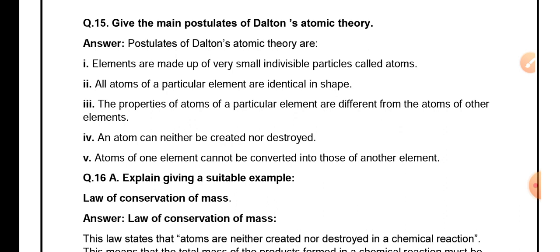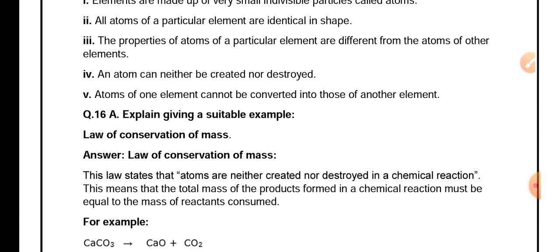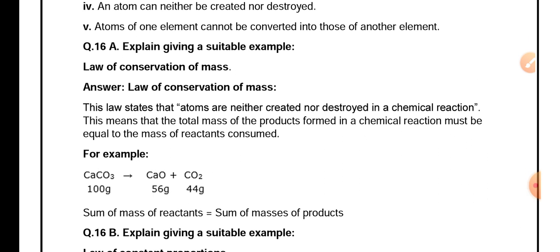Explain, giving a suitable example, the law of conservation of mass. The law states that atoms are neither created nor destroyed in a chemical reaction. This means that the total mass of the products formed in a chemical reaction must be equal to the mass of the reactants consumed. For example, CaCO3, that is 100 grams, gives CaO 50 grams plus CO2 44 grams. Sum of mass of reactants is equal to sum of masses of products.